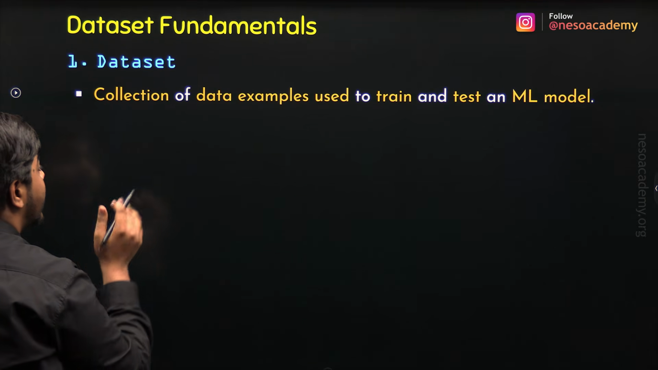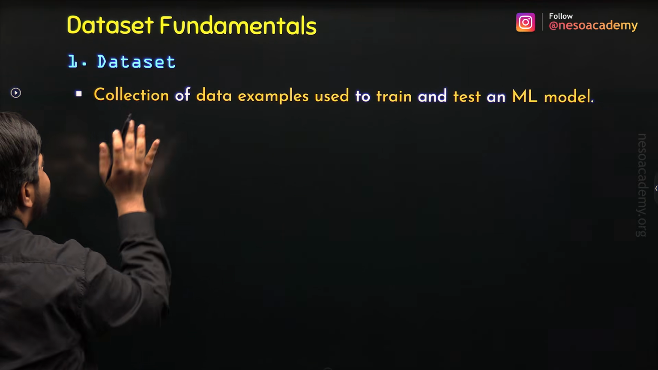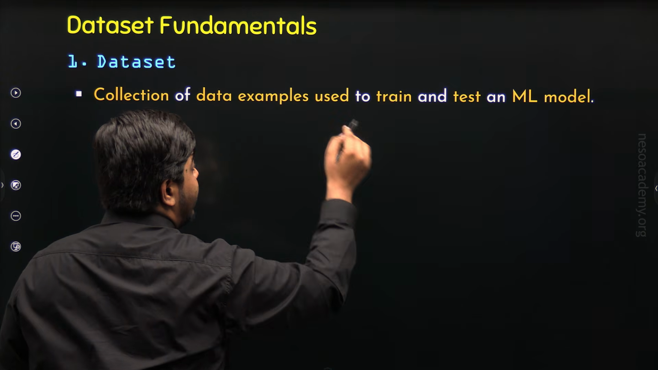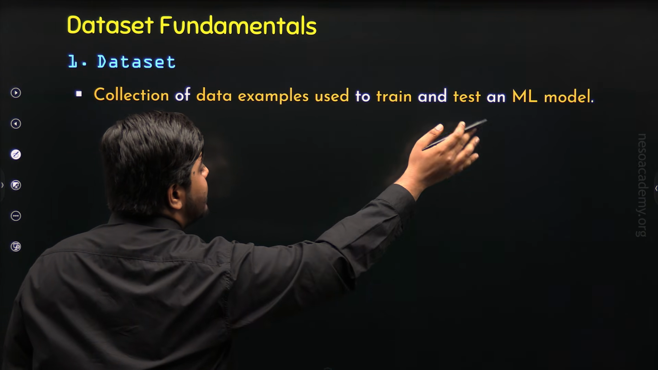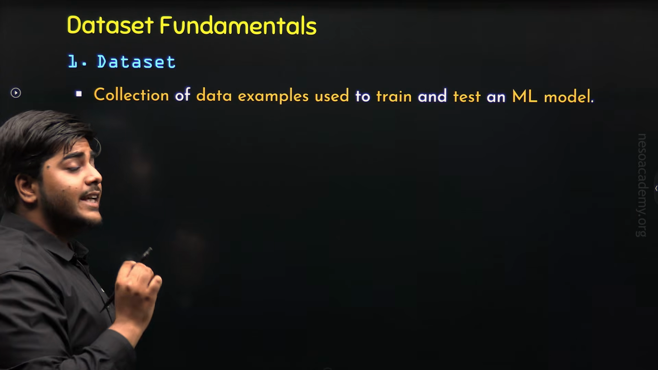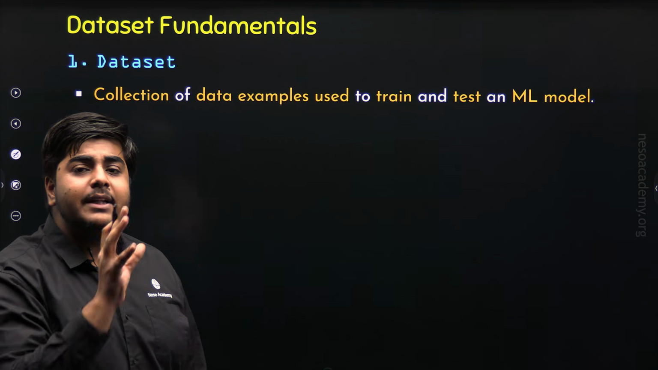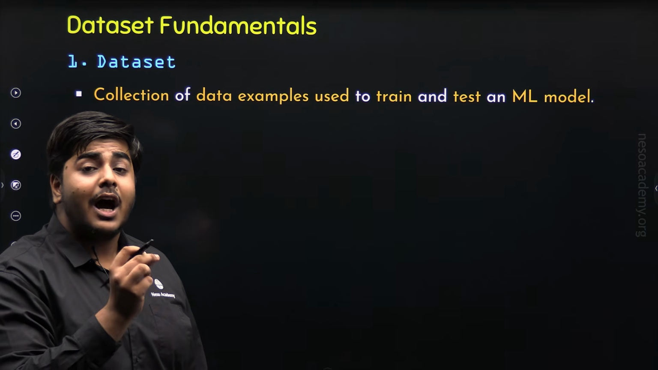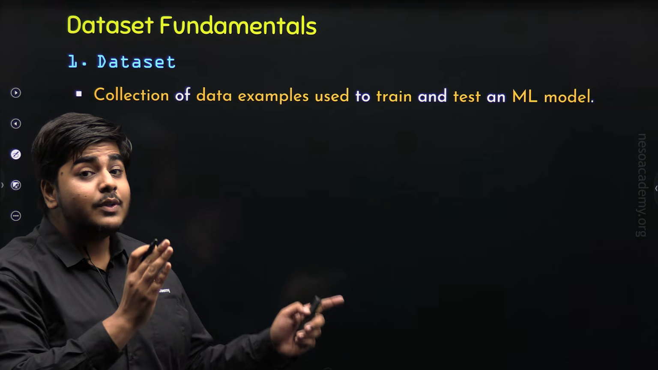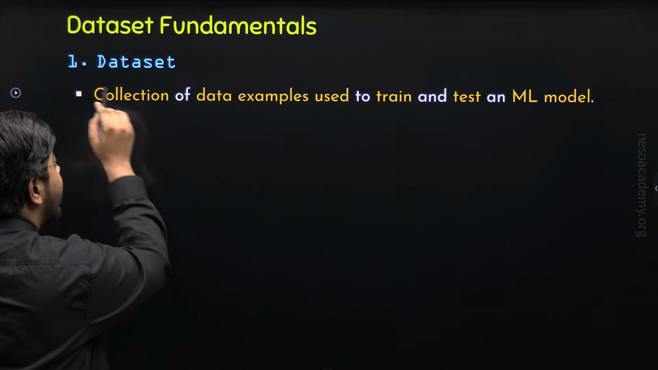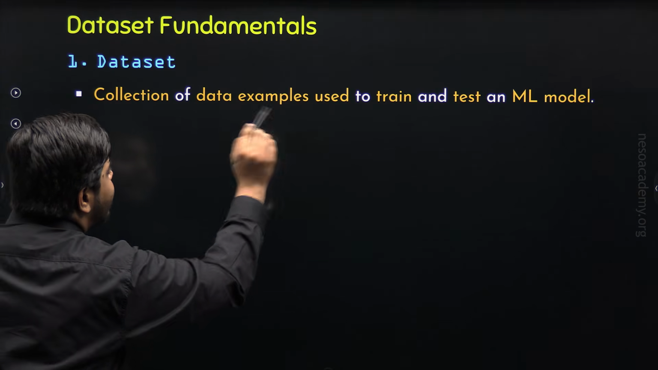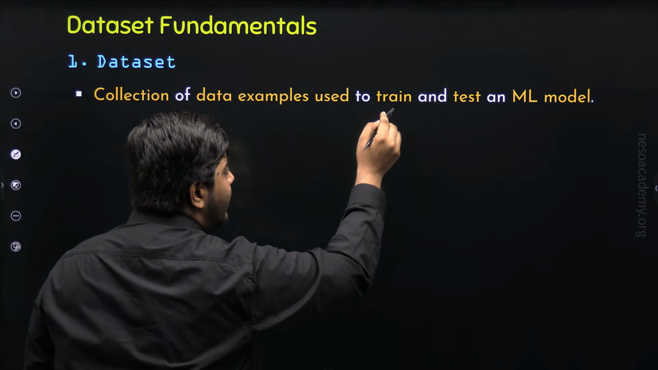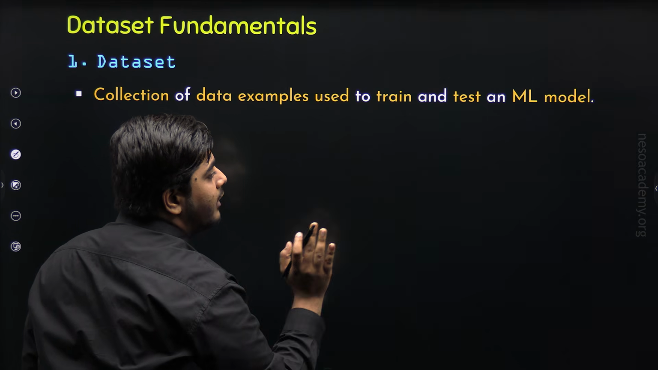What does that mean? It simply means that dataset is simply the collection of related data examples that are used for training as well as testing of a machine learning model. Like in the previous lecture, we had the data set of multiple images of cats and dogs that we have used to train and test our image classification model. So that was the data set. That is why we can say data set is the collection of all the data examples that we have. And those data examples are used for training as well as testing of our machine learning model.